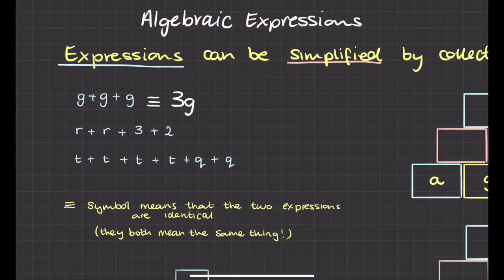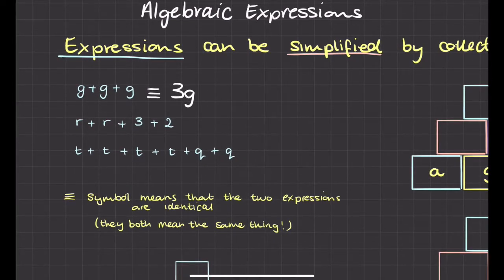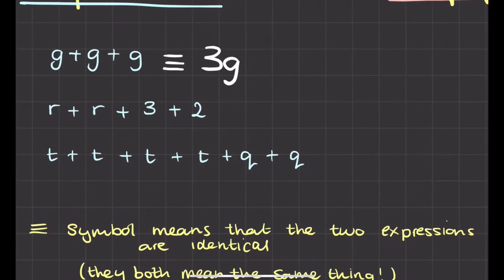Okay, so let's have a go at another expression. So here I've got another expression, r plus r plus 3 plus 2, and I want to simplify this. Now again, I'm looking for like terms. I'm looking for things which are the same. So I've got an r here and an r here. I know how to add them together because they're the same. That'll be 2 groups of r, so that'll be 2r.